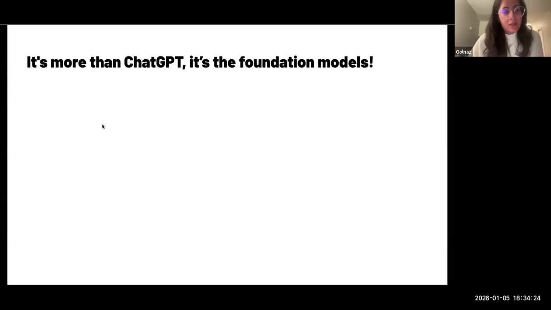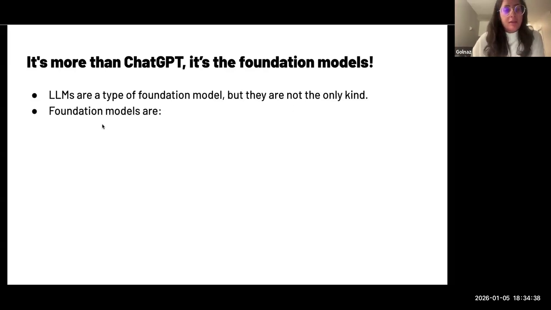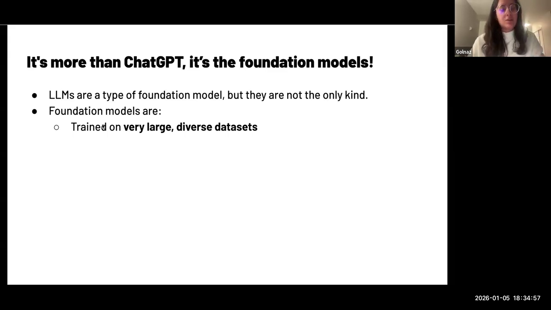You might have heard of ChatGPT, but ChatGPT, like many of the large language models, sits under the umbrella of foundation models. Foundation models are different from the usual definition of neural networks in the sense that they are usually trained on very large and very diverse data sets, even from different modalities. For example, data could be image and text and video, coming from different sources.